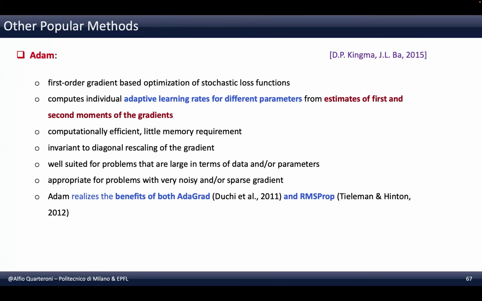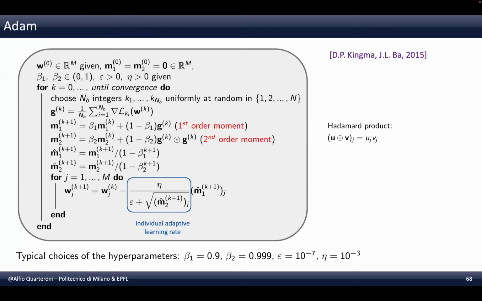And the last algorithm, which is the one that we're actually using, is Adam. You use first order gradient-based optimization of stochastic loss functions. You use an adaptive learning rate for different parameters, and it's computationally efficient. It has very little memory requirement, and several other nice properties. This is actually what we use. It was proposed in this paper.